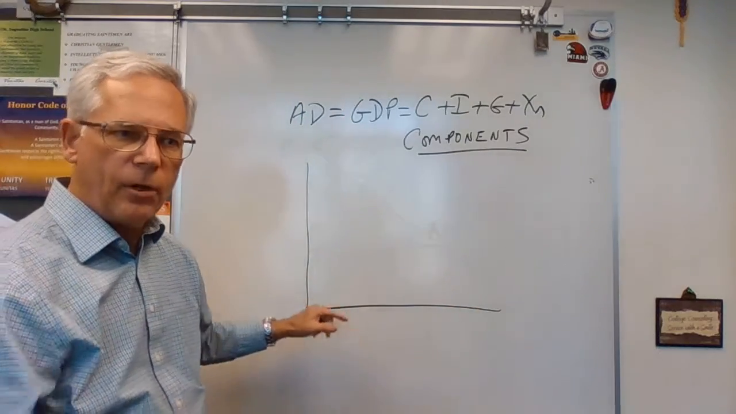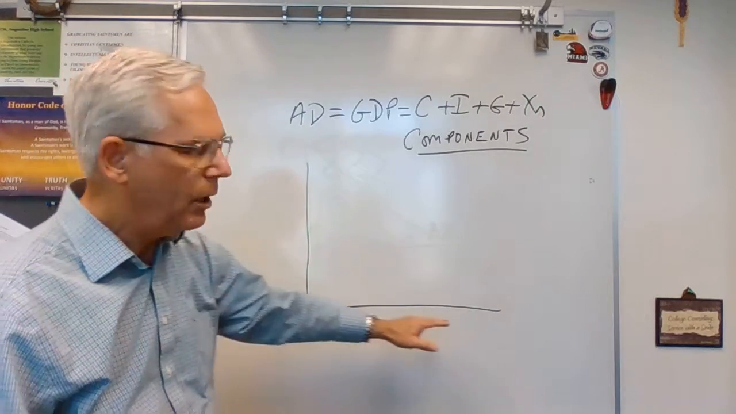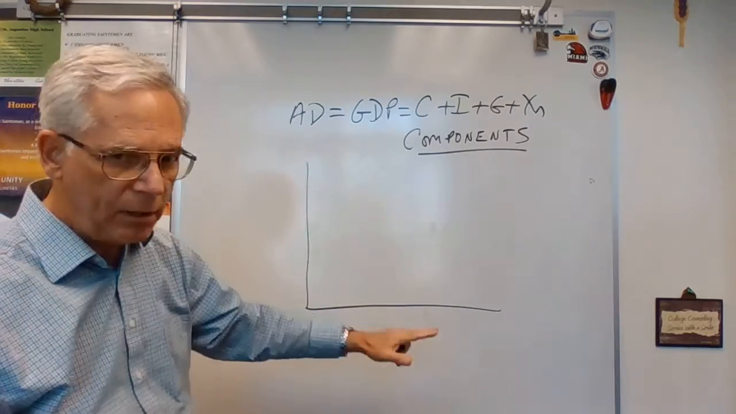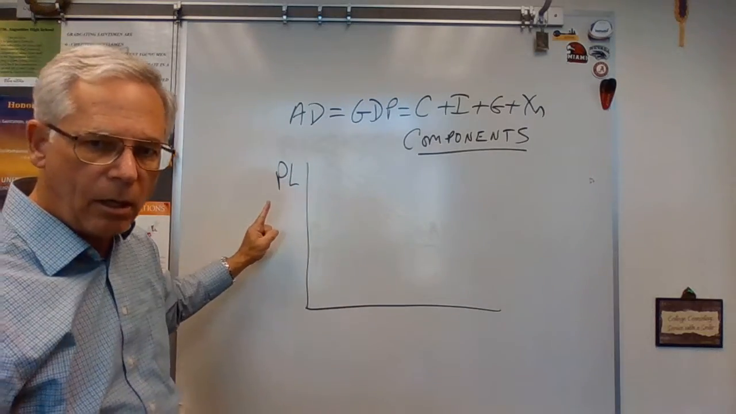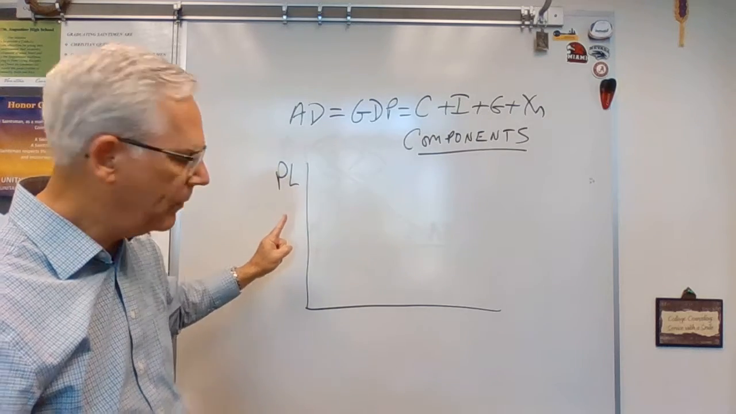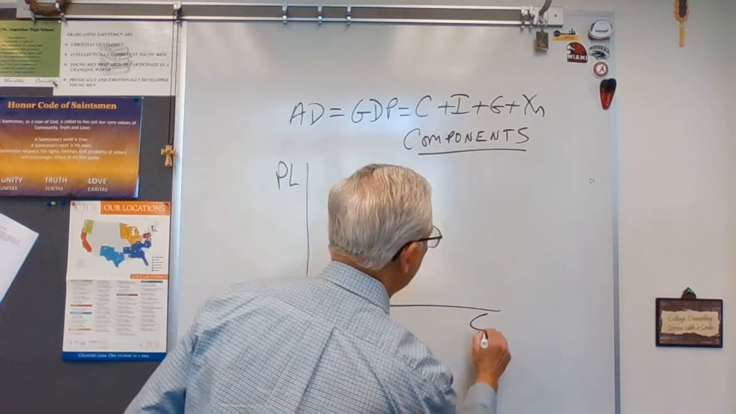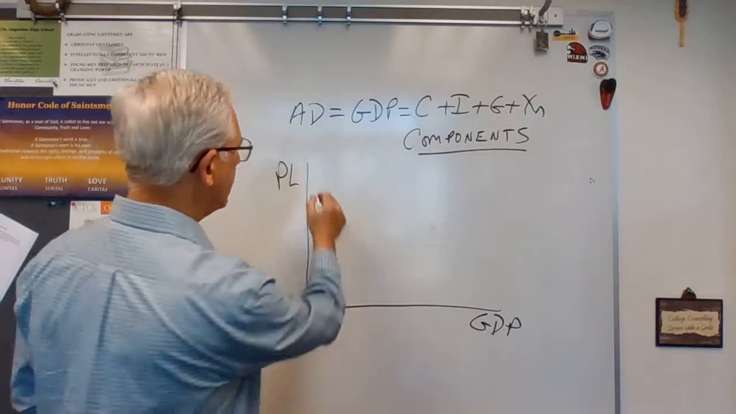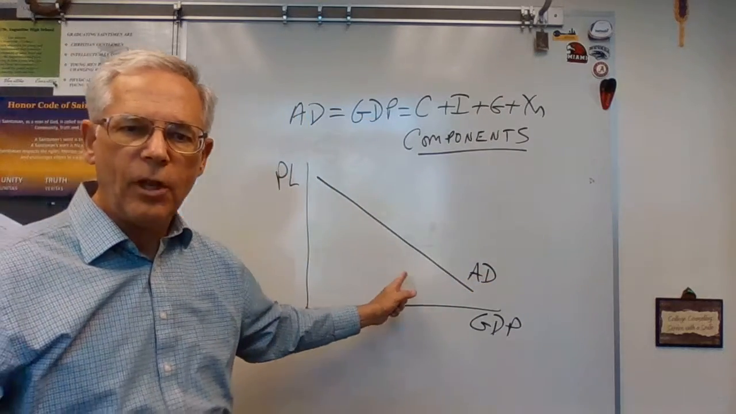Now, the graph itself. In first semester, we learned about supply and demand, and we labeled price axis and quantity axis, okay? P and Q. In macroeconomics, we don't have P and Q. We have price level, and you label it PL. In macro, always the vertical axis is PL, price level, never just a P. The horizontal axis is the total quantity, which is the GDP, the gross domestic product, okay, the output of the nation. The aggregate demand curve is downward sloping.